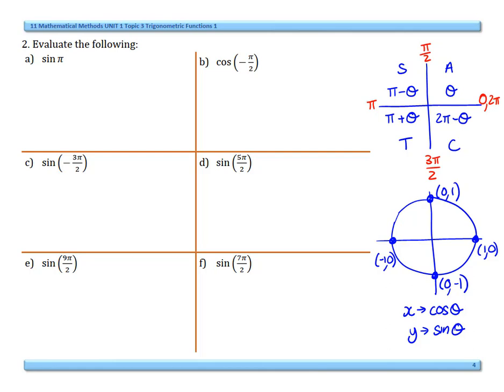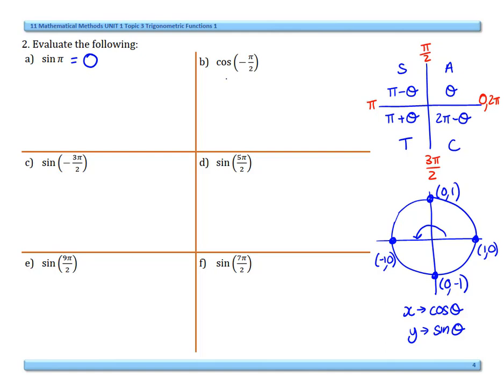So let's come to this. Sine of pi. Pi means we're here at that negative 1, 0. Sine is my y coordinate. My y coordinate is 0.